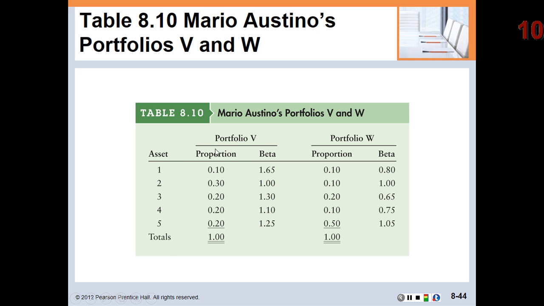Here's an example of this on the next page where you have 5 different stocks and 2 different portfolios. Now this is called a proportion, but it's actually the percentage weight. It says that stock number 1 makes up 10% of portfolio V, stock number 2 makes up 30%, stock number 3, 20. What we're doing is simply multiplying the proportion or the weight times the beta, and we do this for each of these occurrences and then add them together.